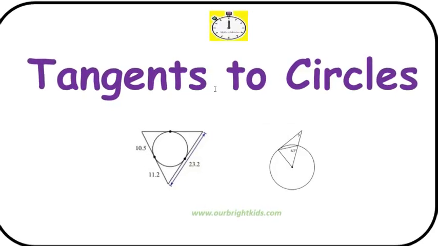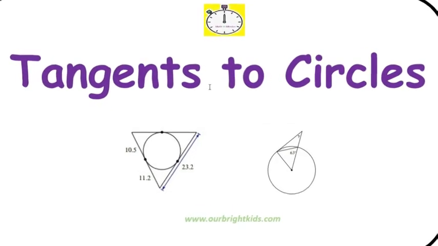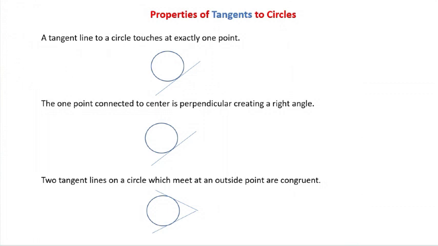This Math in Minute video is on tangents to circles. So the first property we want to look at is a tangent line to a circle touches exactly in one spot. It never goes inside of the circle, it just touches at one spot.